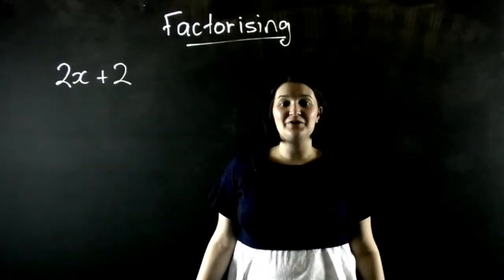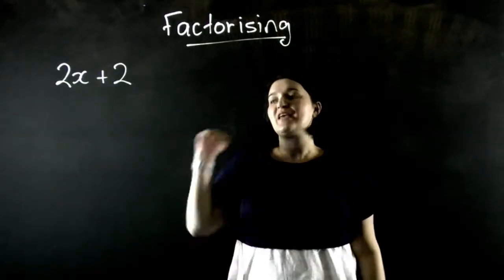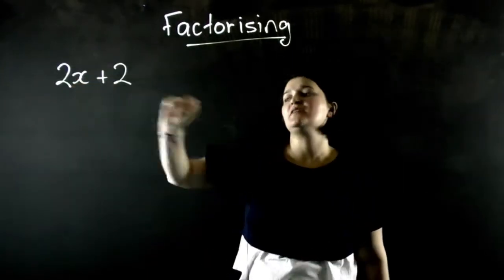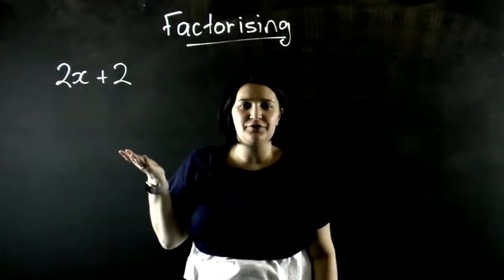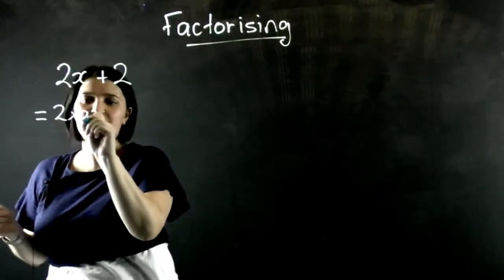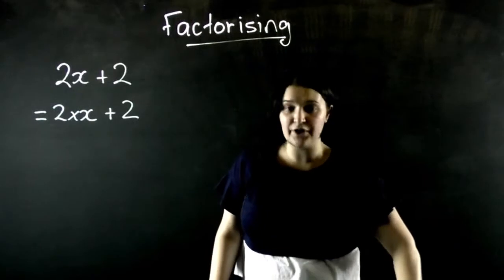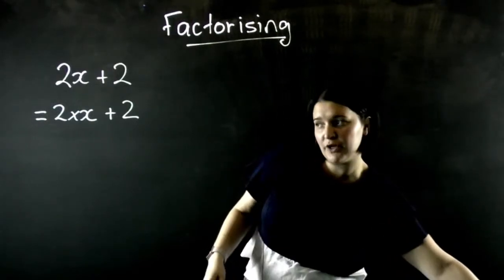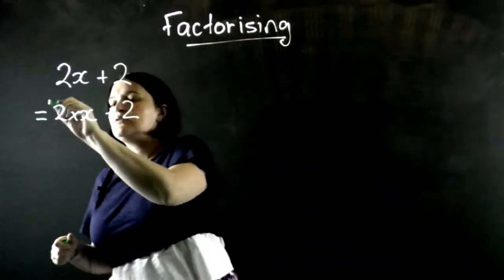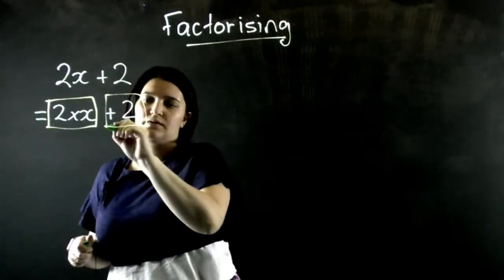Hi guys, today I'm going to talk about factorising algebraic expressions. So, I've got this expression here. I'm going to write it in expanded form. So 2x is 2 times x plus 2. Now I'm looking at each of the terms. So I've got 2 terms in this expression, the 2 times x and the plus 2.